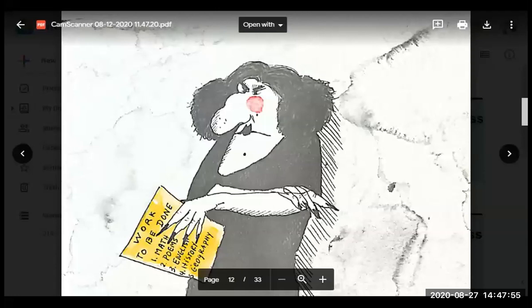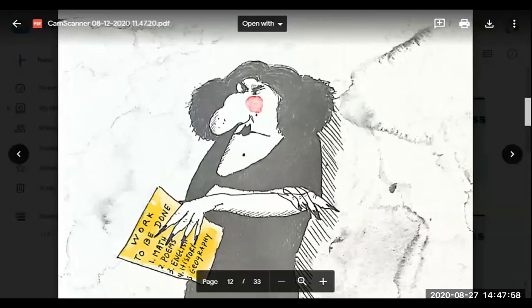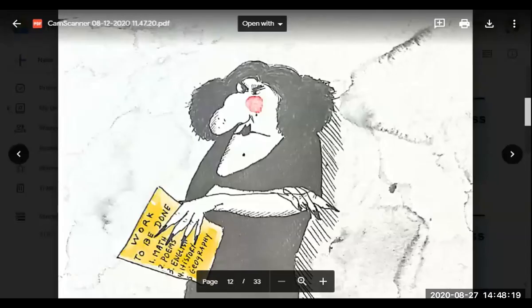Okay, oops, wrong one. Hold on. I'll get the hang of this eventually. Why do it? Okay. Am I showing on the right screen? No. There we go.